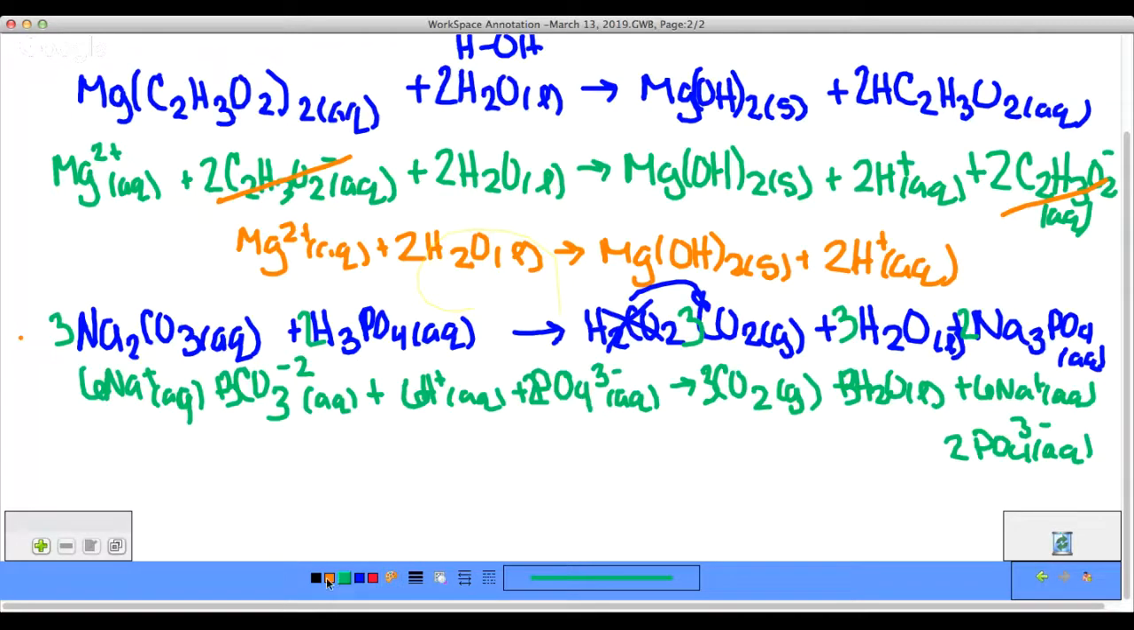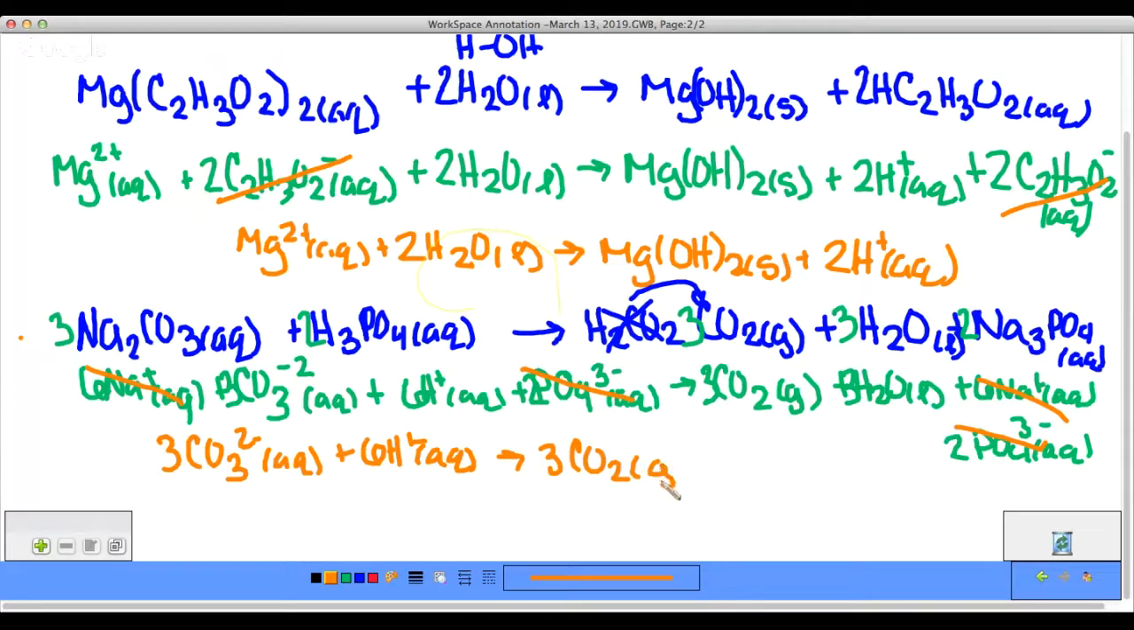So what we end up seeing with this one is that our phosphates cancel out, our sodium cancels out, and that's really about it. So if we rewrite this, we're going to have 3CO3 with a 2 minus, aqueous, plus 6 hydrogens, aqueous, and we're going to produce CO2 gas and some water. So that is those problems.